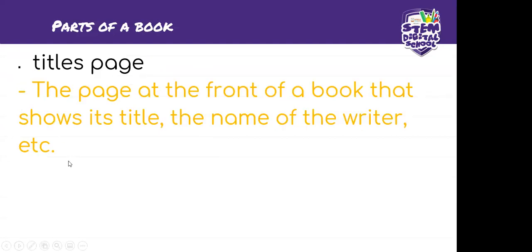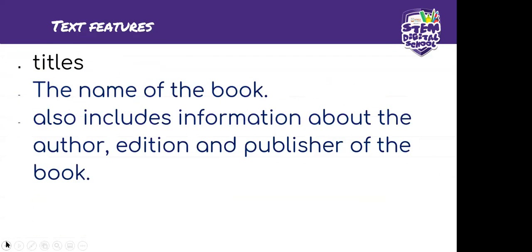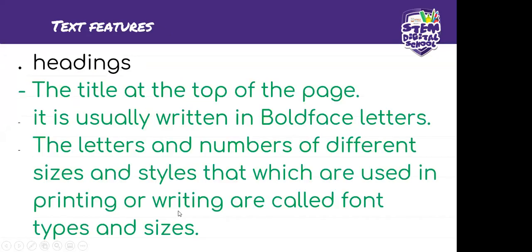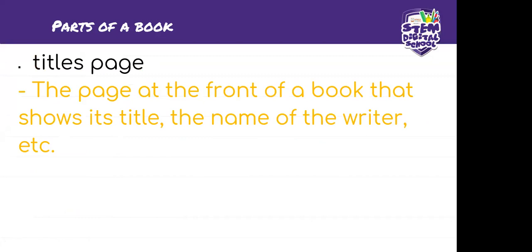Okay, so now we are going to get to the parts of a book. Here are the parts of a book: the title page, the table of contents, chapters, glossary, index, appendix, as well as the footnotes. But now we are going to go through them one by one. So the first part of a book is the title page.